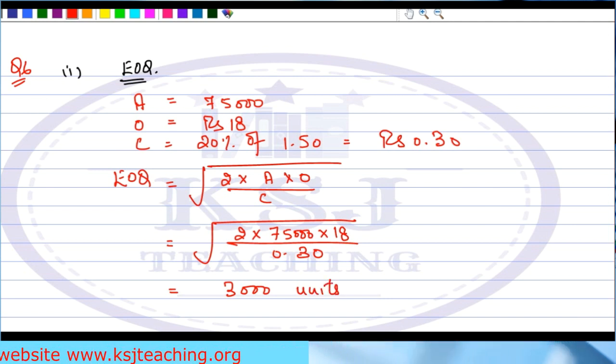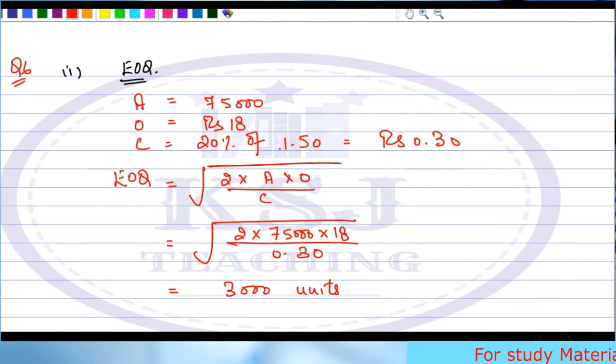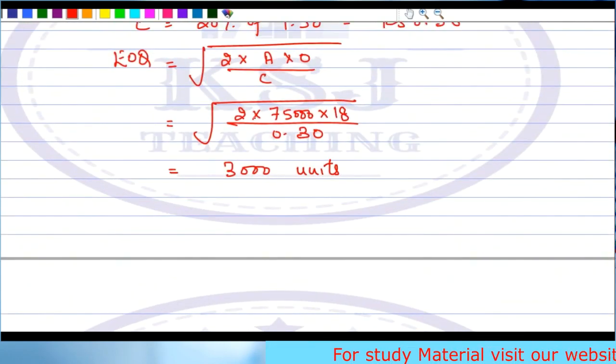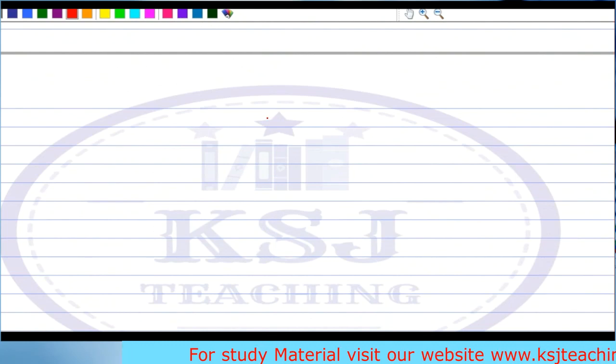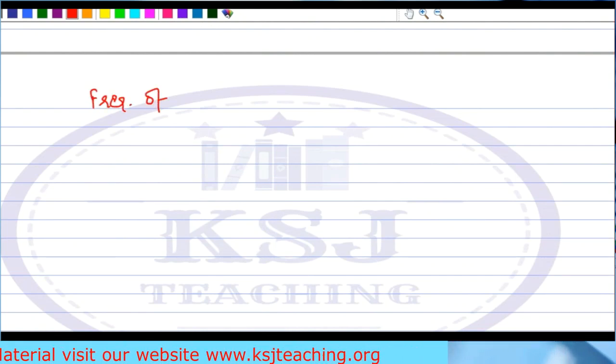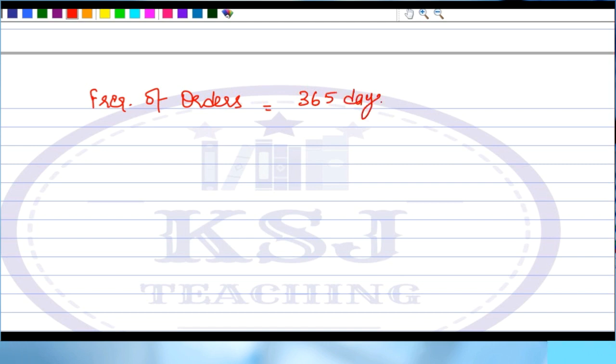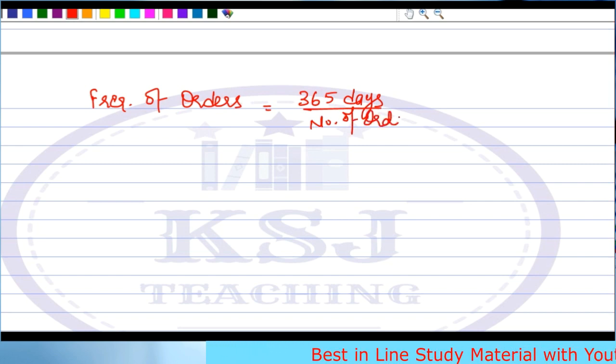Okay. Now, what is the second requirement in that part? He says, tell me the frequency of orders. So we'll tell you the frequency of orders also. Frequency of orders, what we have discussed, is 365 days or 360 days, whatever it is, divided by the number of orders.